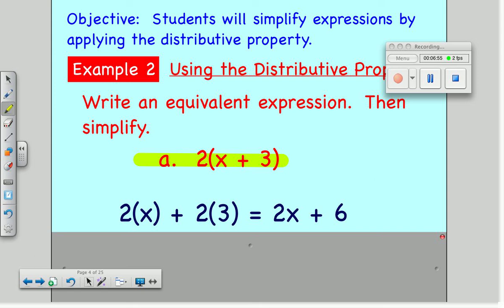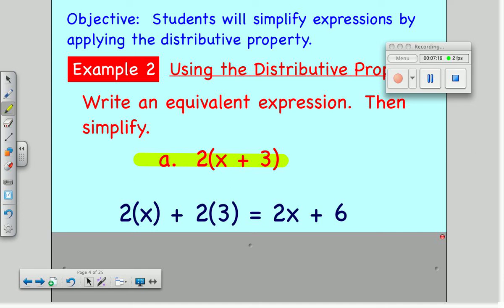In order to combine it, you would have to have an x next to the 3 as well. It would have to be x plus 3x. But that's not what it is. So you can't combine it. So here we have to use the distributive property. You cannot add what's in the parentheses first. Can't be done. So this is why we have a property to help us solve this problem.